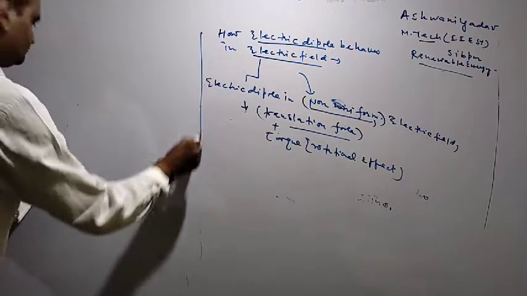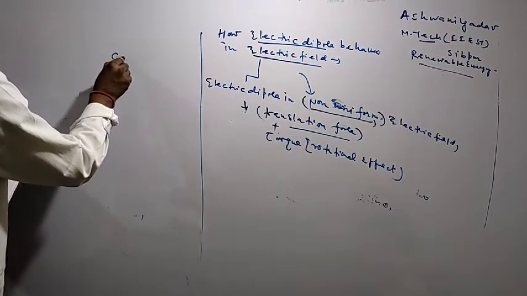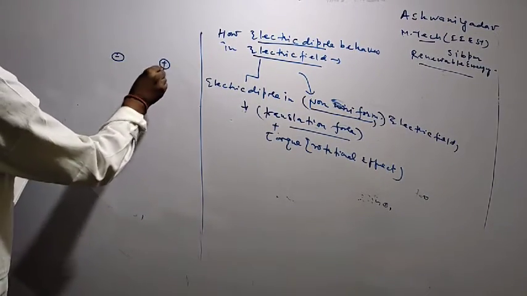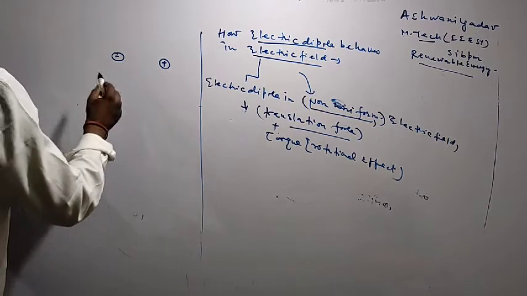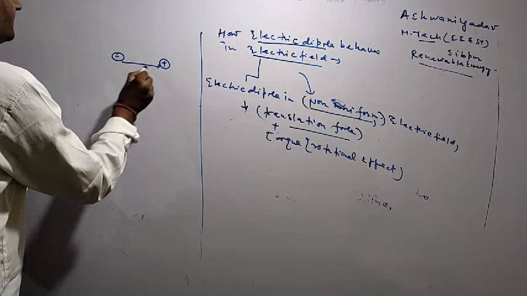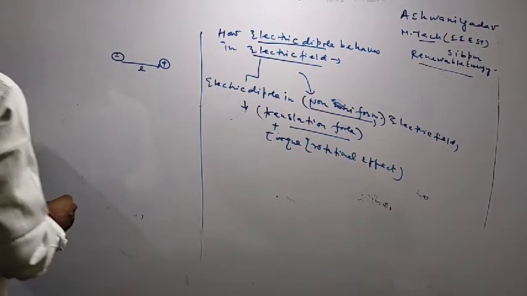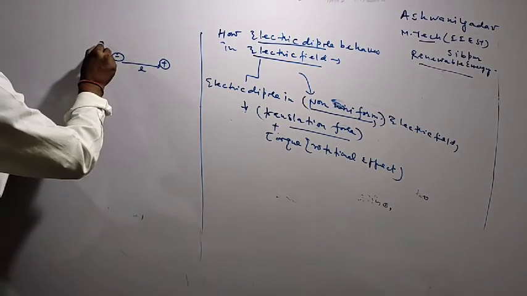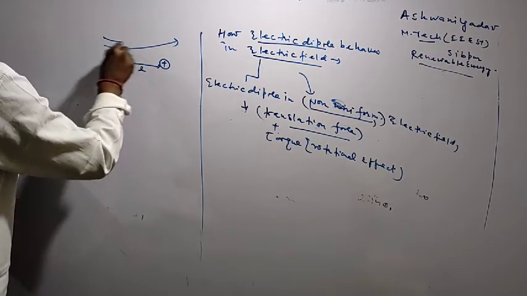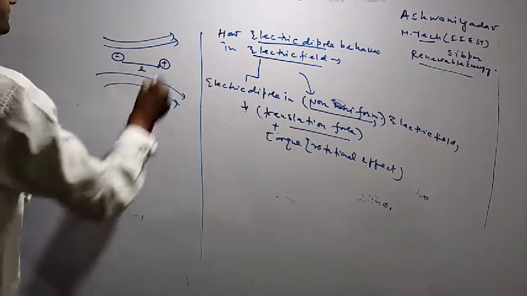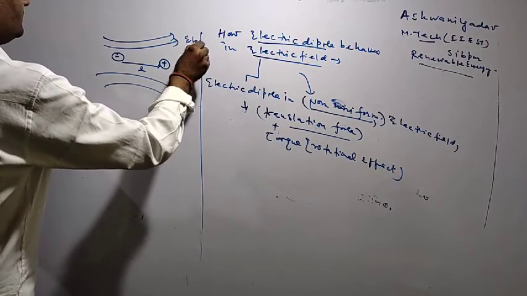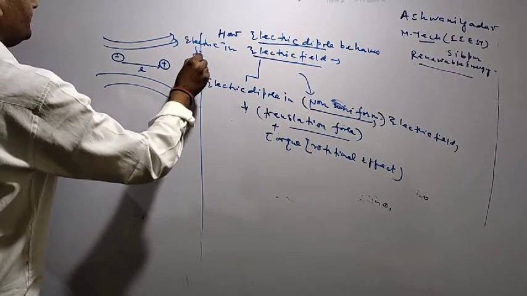Suppose this is minus charge and this is positive charge, and this will constitute the electric dipole, and distance between them is L, and these are electric lines of field, electric field.